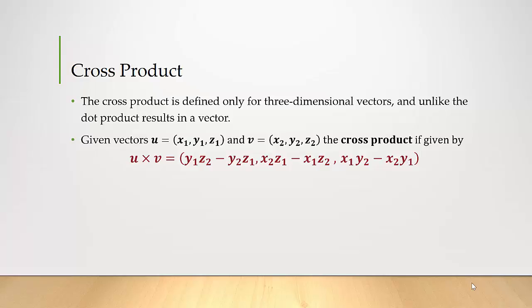It's a rather complicated formula. I don't memorize it, but it uses cofactors of determinants. That's how we actually get it. We won't go into that in detail here, but the length of u cross v is also the length of u times the length of v times the sine of theta.